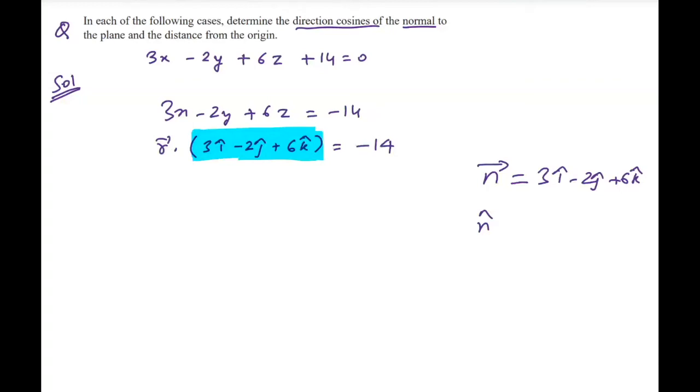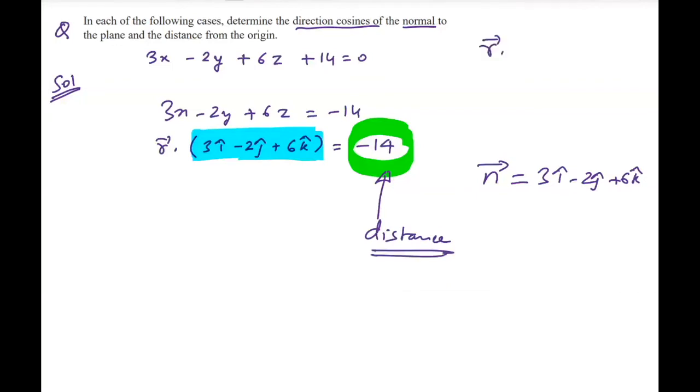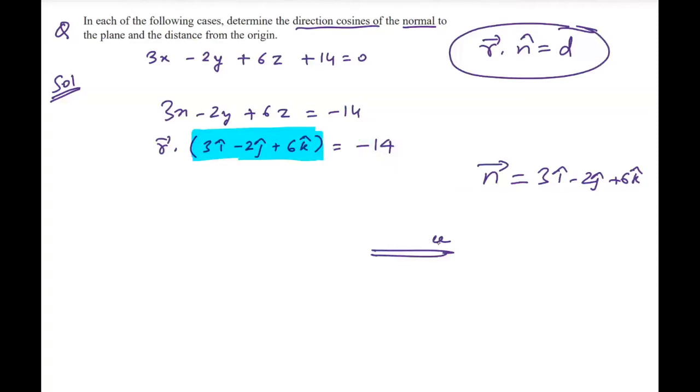So what we can do here, first of all, can I say this is the distance? Can I say this is d? First of all, this cannot be the distance because this is negative. You have the formula r dot n cap equals d. Some students sometimes say this is the distance, but it is not. First of all, make it positive.